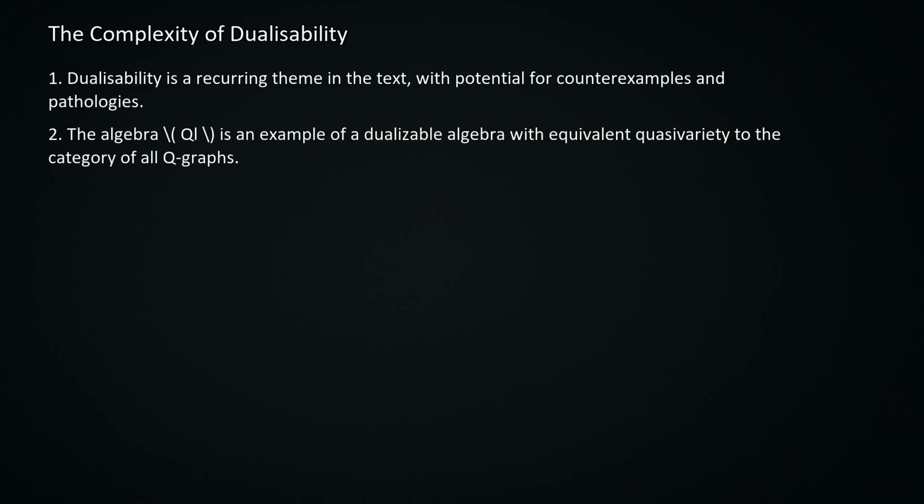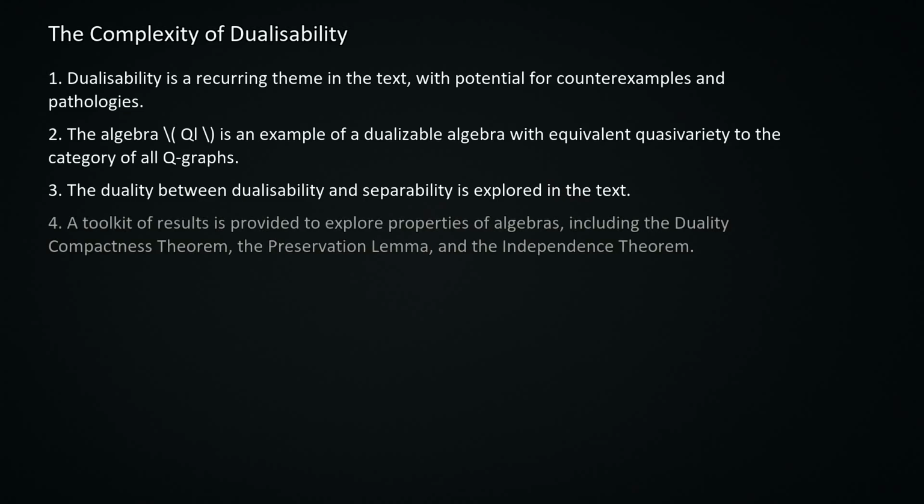One such example is the algebra QL, whose quasivariety, ISP(QL), is equivalent to the category of all Q-graphs. The text also explores the relationship between dualisability and other properties of algebras, such as separability. The authors provide a toolkit of results that serve as fundamental tools for exploring these properties. These include the duality compactness theorem, the preservation lemma, and the independence theorem.